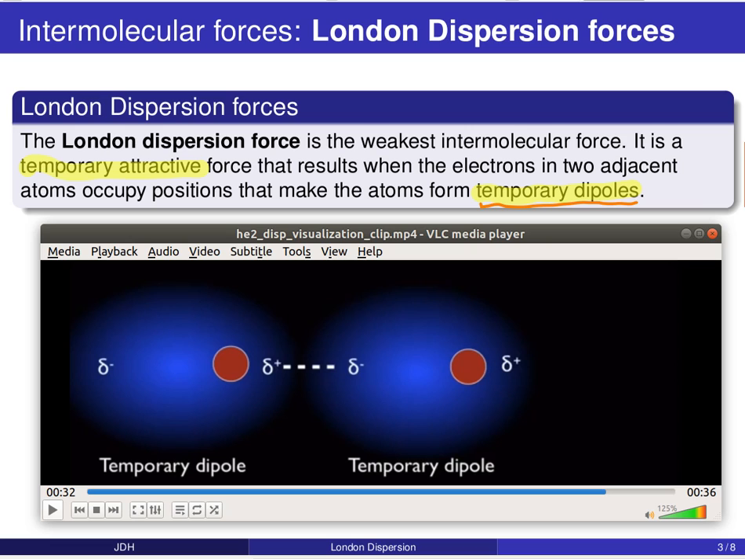Now, the reason why this is the weakest intermolecular force is because these dipole moments are temporary. They're very small in magnitude, right? They're temporary, meaning they only come into existence when another atom or molecule is in close proximity and gives rise to this transient distortion in that electron density.